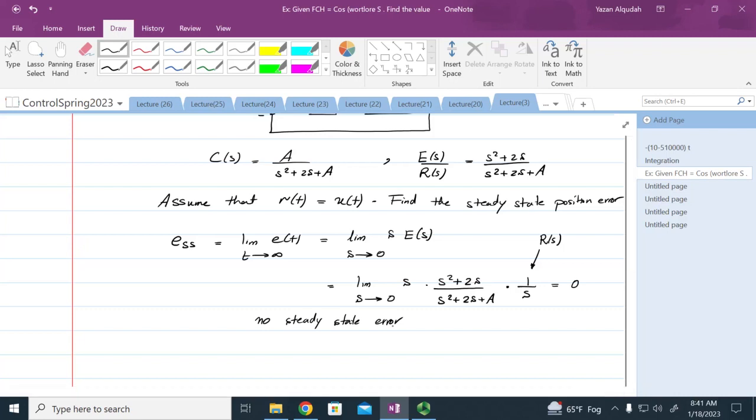Everybody? Now we will see later on when we look at the steady state error, we have to do one more thing before we calculate the steady state error, which is make sure the system is stable. And we'll see what that means later. Sounds good, everybody? Okay. Any questions?